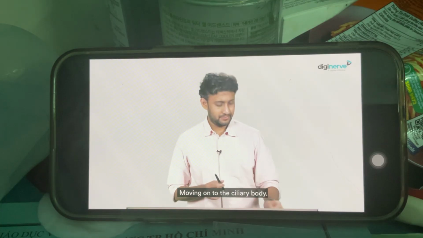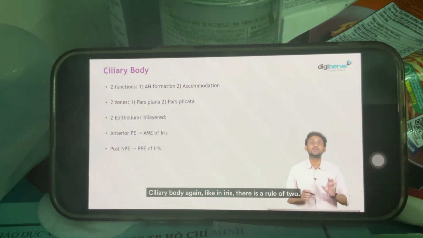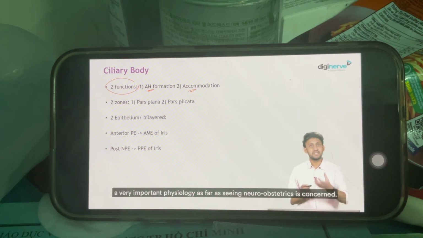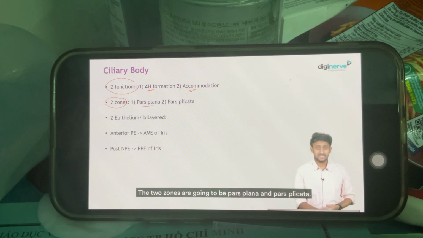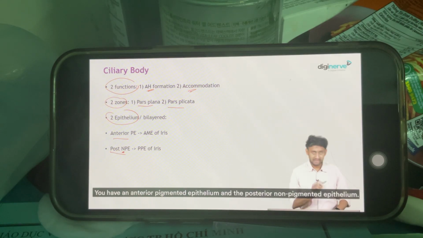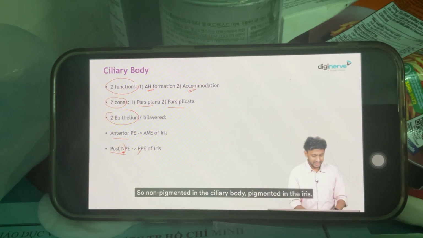Moving on to the ciliary body. Ciliary body, again, like in iris, there's a rule of two. There are two functions of ciliary body. One is aqueous humor formation, or aqueous humor secretion, and the other is accommodation, a very important physiology as far as seeing near objects is concerned. The two zones are going to be pars plana and pars plicata. And again, you're going to have two epithelia, just like the iris, a bilayered epithelium. You have an anterior pigmented epithelium and the posterior non-pigmented epithelium. So non-pigmented in the ciliary body, pigmented in the iris.